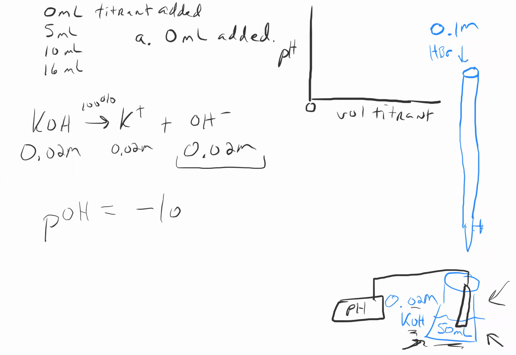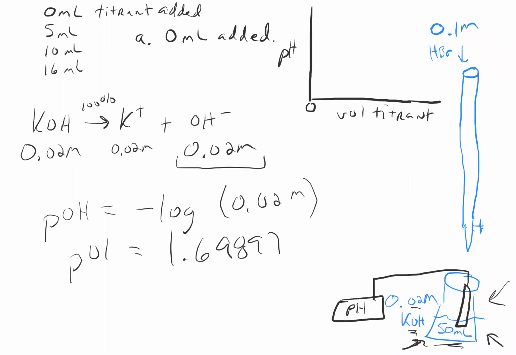Look, if I take the negative log of 0.02 mole per liter, which is my concentration of hydroxide, isn't that my pOH? And sure enough, it is. Okay, so this is almost a freebie, right? You just have to take the negative base 10 log of that number, 0.02. And when I did that, I get 1.69897, not paying attention to my pOH, not my pH, but my pOH.